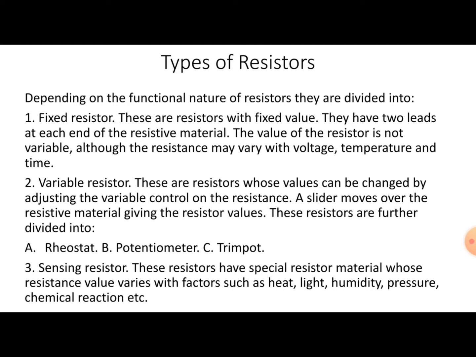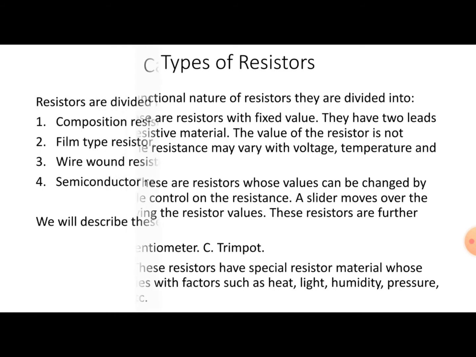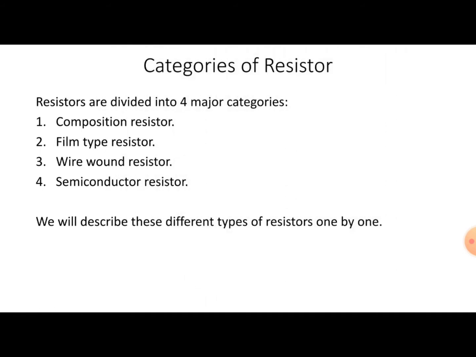3. Sensing resistor. These resistors have special resistor material whose resistance value varies with factors such as heat, light, humidity, pressure, chemical reaction, etc. Categories of resistor. Resistors are divided into 4 major categories: 1. Composition resistor, 2. Film type resistor, 3. Wire wound resistor, 4. Semiconductor resistor. We will describe these different types of resistors one by one.